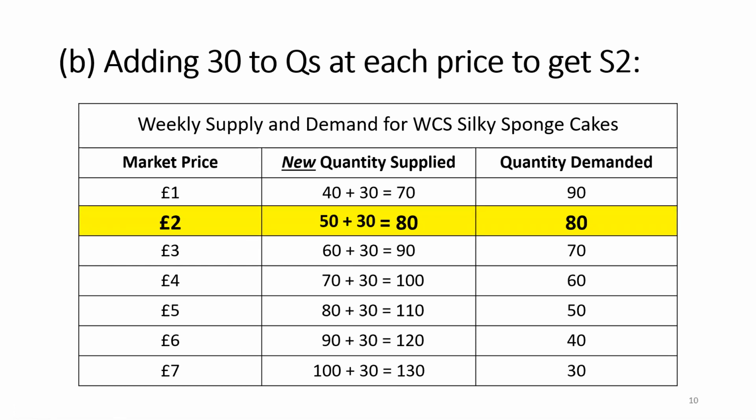We also want to identify the new equilibrium, and remember the equilibrium price is the price at which the quantity supplied equals the quantity demanded. And we can see in this case, the equilibrium price is £2 because at £2, the quantity supplied is 80 and the quantity demanded is also 80.